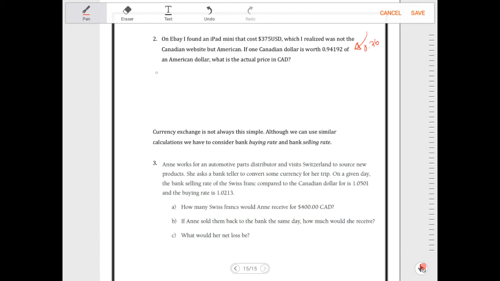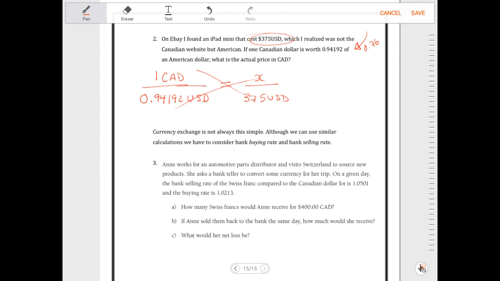So it says, if you have $1 Canadian, you put that over it is worth 0.94192 US dollars. Okay, that's what we know. We know that from the question. Doesn't matter which one you put on top. You could have put the US dollars on top and the Canadian on the bottom. Does not matter at all. Now, the iPad mini is $375 in US dollars. Keeping consistent, US is on the bottom on the left. It's going to have to be on the bottom on the right. And we'll put our X right there.